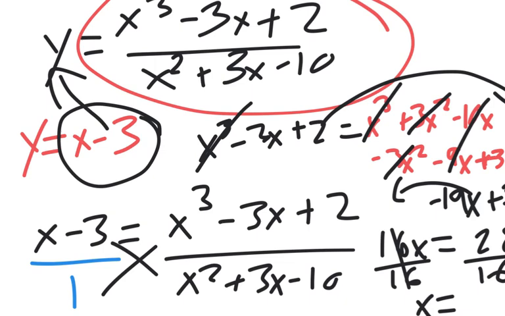I hope I did it right. I feel good about it. So that would be 1 point, and that would be 12 over 16, which is 3/4, which is 1.75.